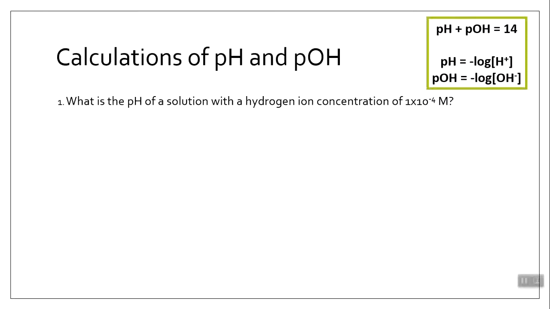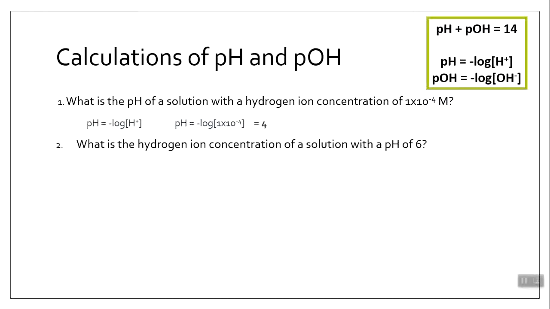Number 1, what is the pH of a solution with a hydrogen ion concentration of 1 times 10 to negative 4 moles per liter? Well, I'm going to use the formula pH is equal to negative log of H+. I'm going to go ahead and plug in my concentration, and with my calculator, I'll plug in negative log 1 times 10 to negative 4, close your parentheses, and you get a pH of 4.